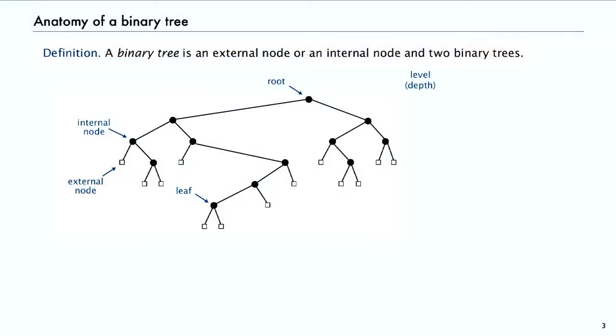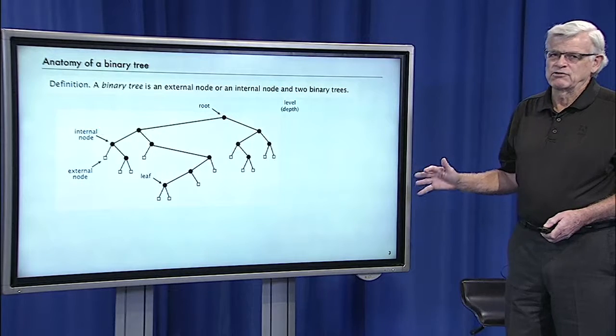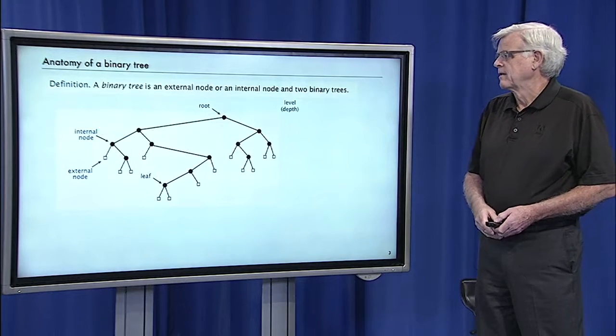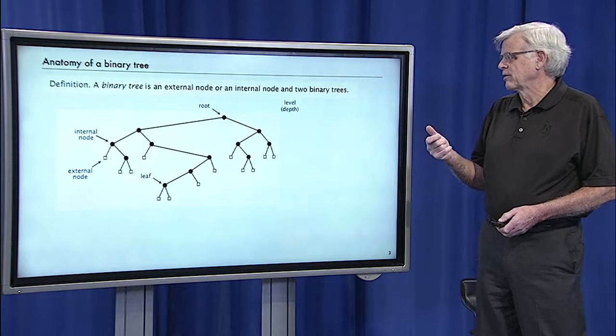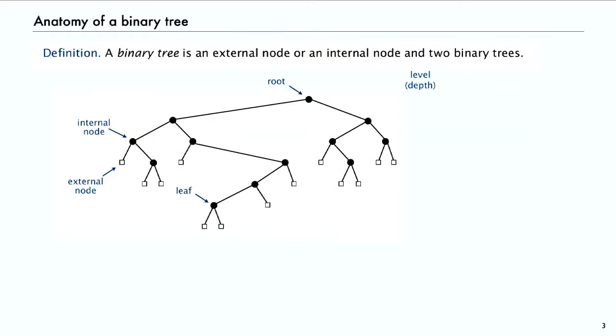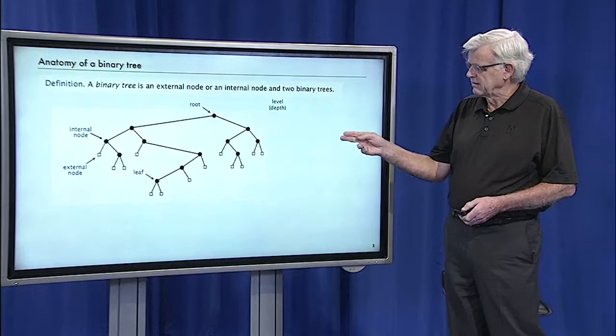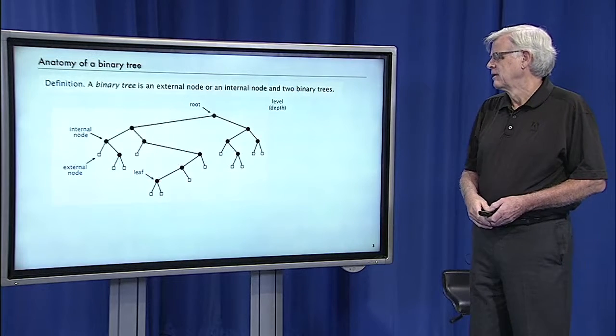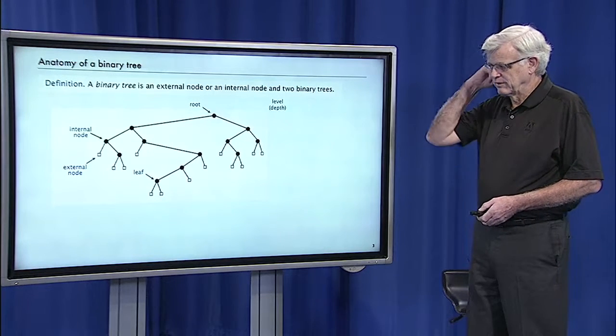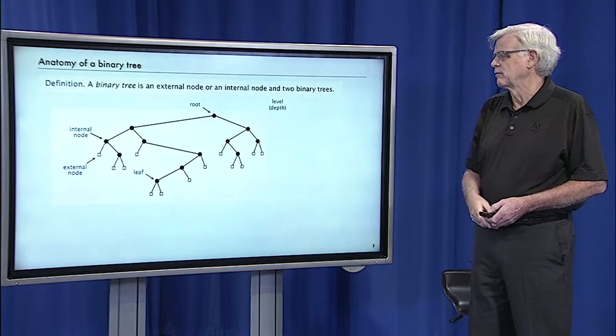To begin, I'll review what we've talked about in terms of binary trees, by contrast with the general trees that we're going to talk about today. Recall that a binary tree is an external node or an internal node and two binary trees, where the order of the subtrees is significant. So at the top is a root, and in this case that root has two internal nodes as its children. And then down at the bottom we have some nodes called leaves, where both of their children are external. The external nodes are signified with little boxes, and the internal nodes are signified with circles.